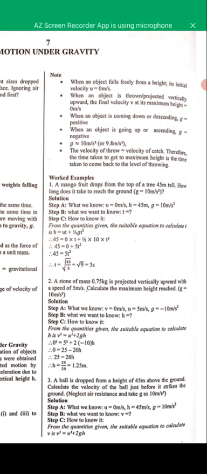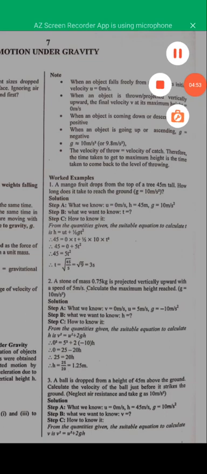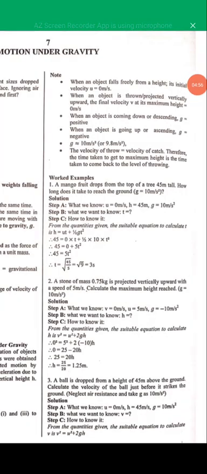Now let's take note of some important key points. When an object falls from a height, its initial velocity u is 0. Take note. Number 2, when an object is thrown or projected vertically upwards and gets to its highest point before coming down, at that highest point the value of v, the final velocity, is equal to 0.